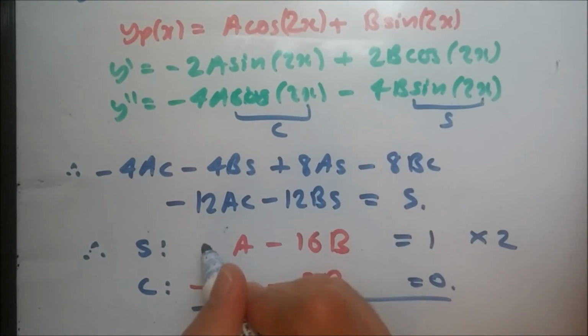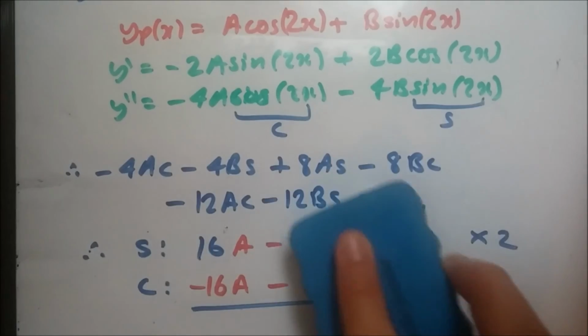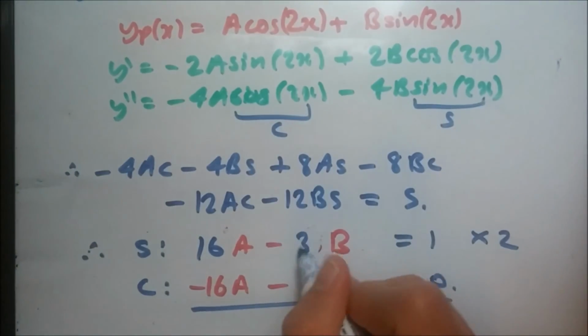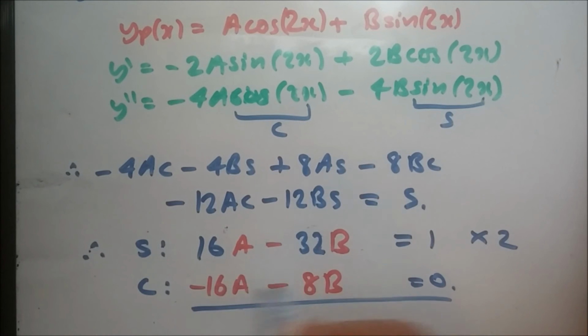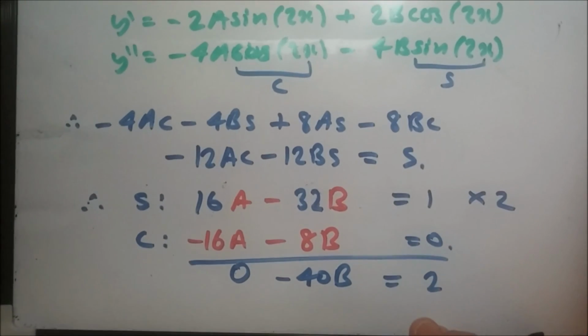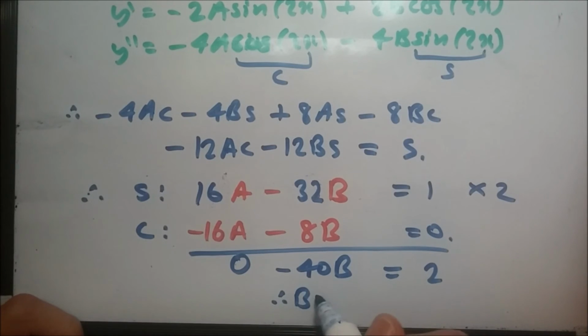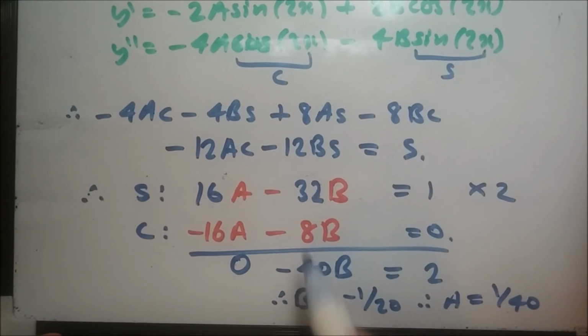So this would be 16a minus 32b. Okay. And then this would obviously be plussing. Now plussing, actually this would be 0 minus 32 minus 8 to be minus 40b, and this would equal 2. That means b obviously equals, let me see, that means b equals minus 1 over 20. And doing the same thing for a, just substitute back in, you can get a equals 1 over 40.